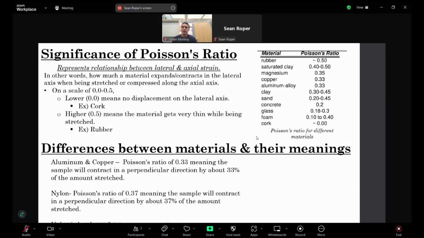The significance of Poisson's ratio is that it represents a relationship between lateral and axial strain. So in other words, it's just how much the material expands or contracts in the lateral axis while being stretched or compressed along the axial axis facing a force.